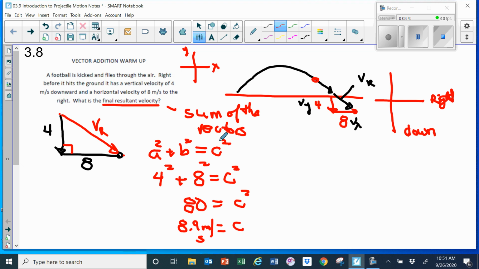Now you notice something about this: it's a check on your answer. Since this is the hypotenuse of this triangle, the sum of the vectors, it's longer than either of the two sides. The two sides are 4 and 8, and this is 8.9, which is the way it should be. If you get a VR that's less than 8, you know you have a problem. It has to be bigger than these two sides since it's a hypotenuse. So that's how you find the final resultant velocity of a football that's being kicked and coming down to the ground, forward or to the right and down. Basically you add the vertical component and the horizontal component together using the Pythagorean theorem to get VR.